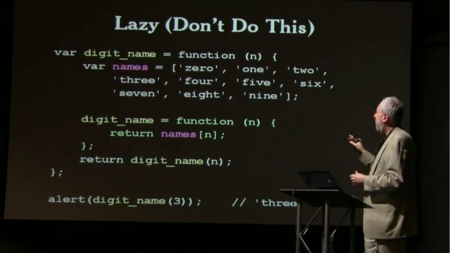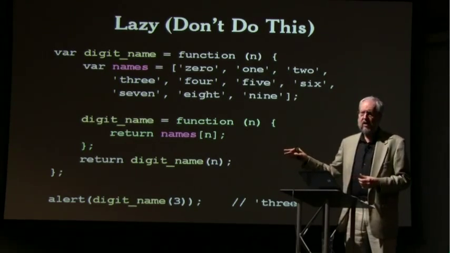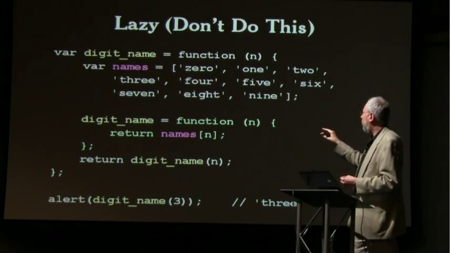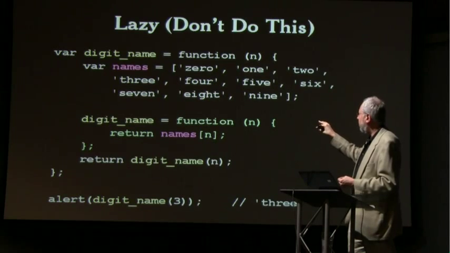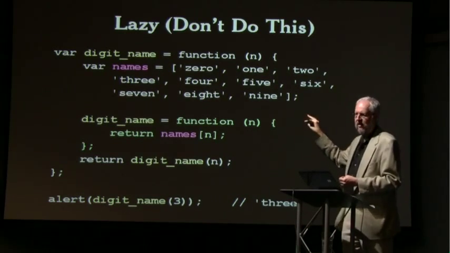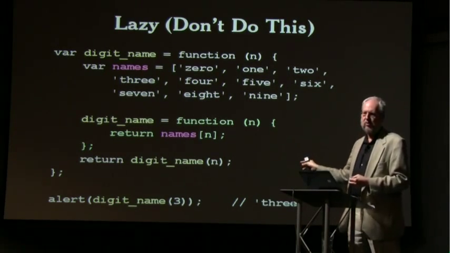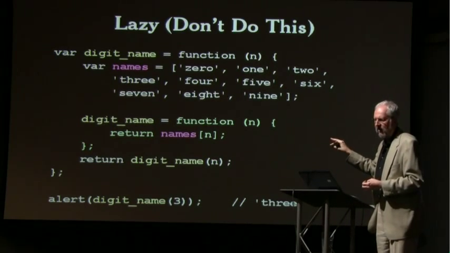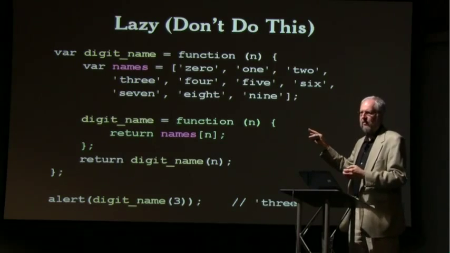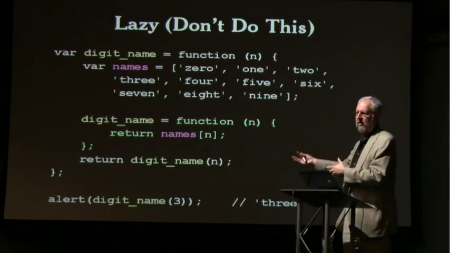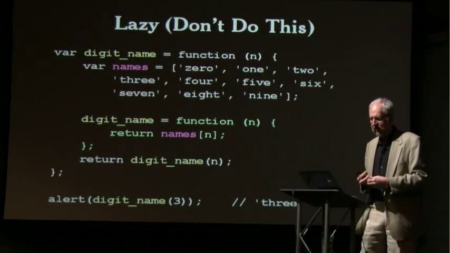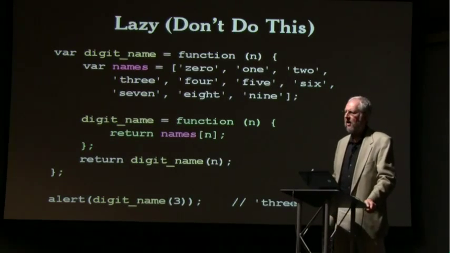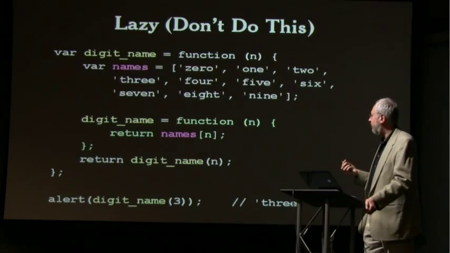So what it does is it assigns to digit name a function, and the first time when that function is called, it will then store another function into the same variable. So it'll replace itself, it'll modify itself. And the idea here is that that allows us to avoid having to initialize the thing if we don't need to do it. But it comes at a cost, and the cost is confusion.